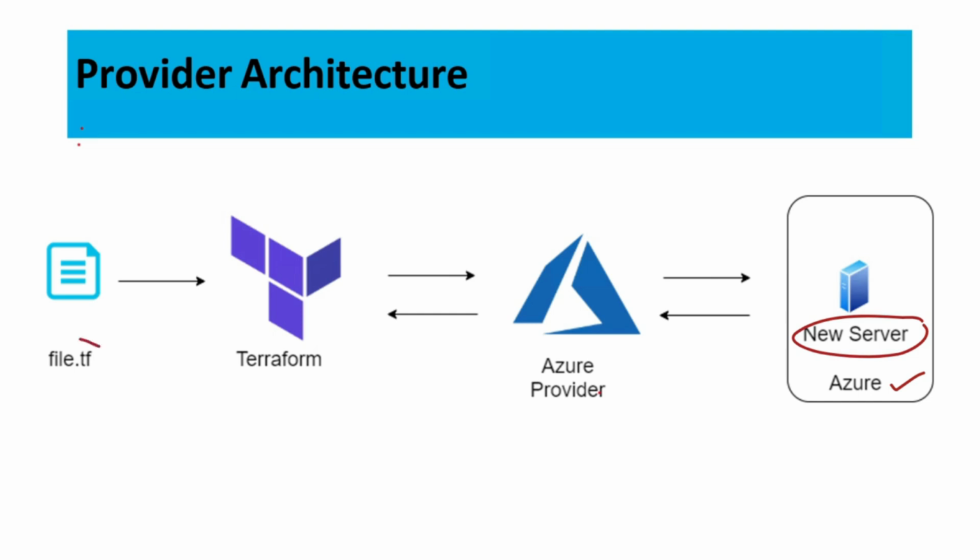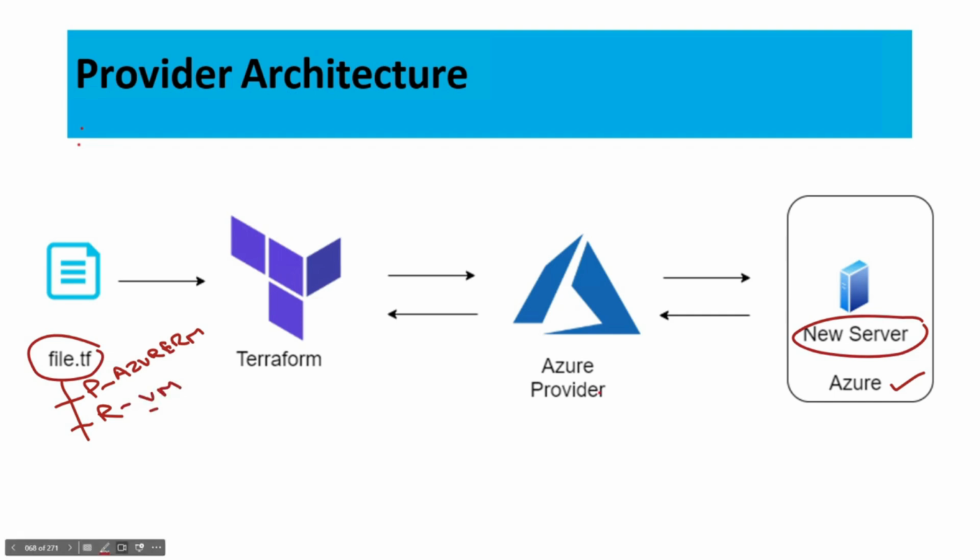We have created a file called file.tf. In this file.tf, I have created two blocks. One is for the provider and the next one is for the resource block. The provider block which I have mentioned is AzureRM, and the resource block which I have mentioned is for a virtual machine.